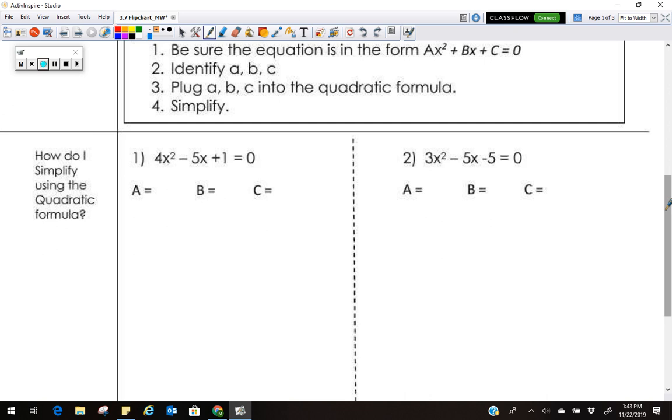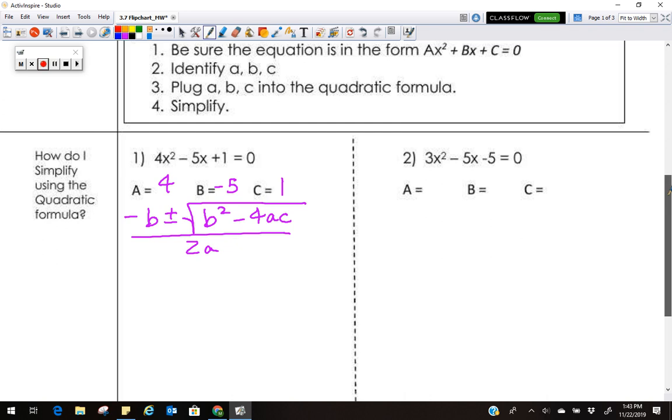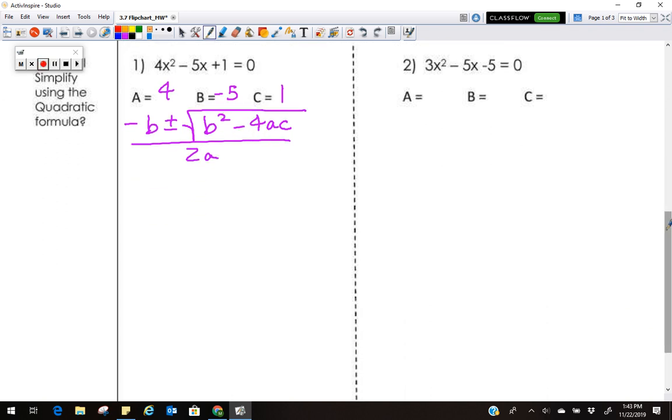Alright, so in this problem, the a is 4, b is -5, and c is 1. So the formula says the opposite of b plus or minus the square root of b squared minus 4ac all divided by 2a. I'm not going to make you memorize the formula. It's on every formula chart you've ever seen, but I promise after you do it a few times you will memorize it. Here's one of the big things. The very first term is the opposite of b. b in this one is a -5, so that means it is going to change to a +5.